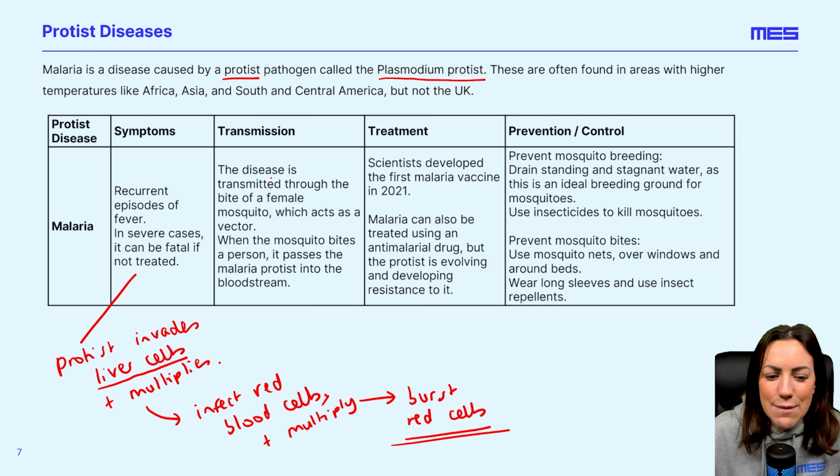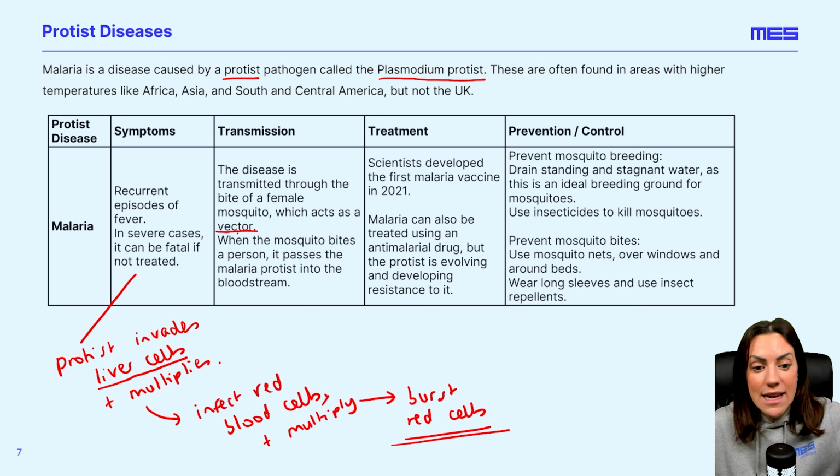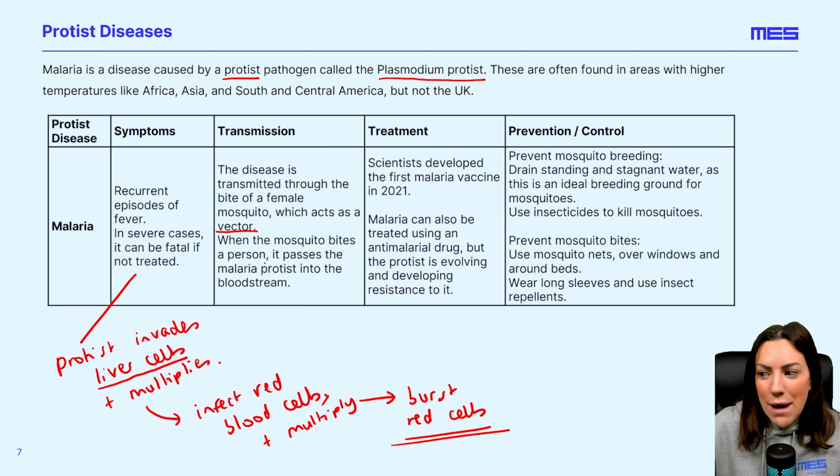Right, how is it transmitted? This one is a little bit different. It's transmitted through female mosquitoes. Now, female mosquitoes act as vectors, which basically means they are carrying or transmitting the protist from one organism to another. When the mosquito bites a person, it will pass the malarial protist into their bloodstream, where obviously it will then go to the liver.